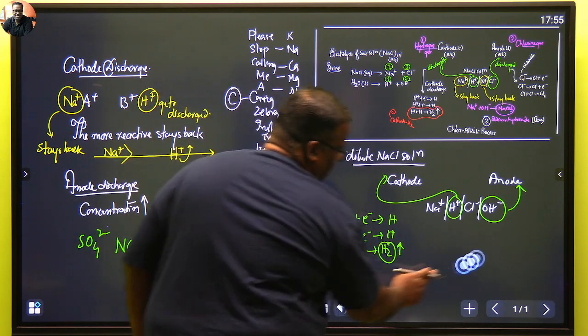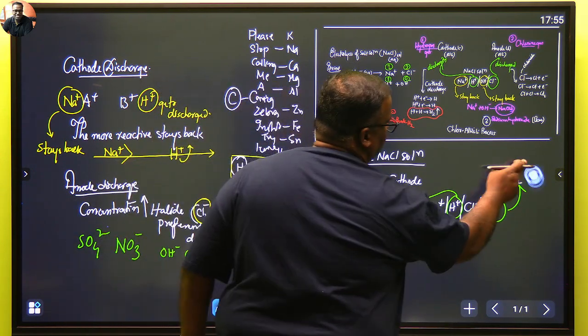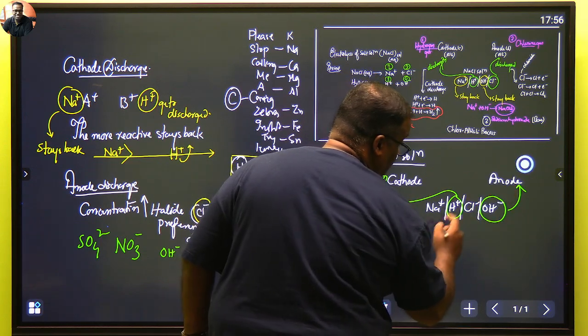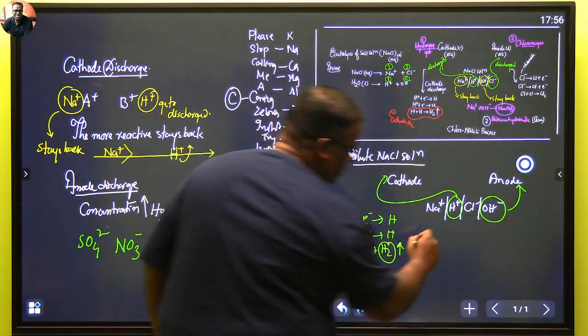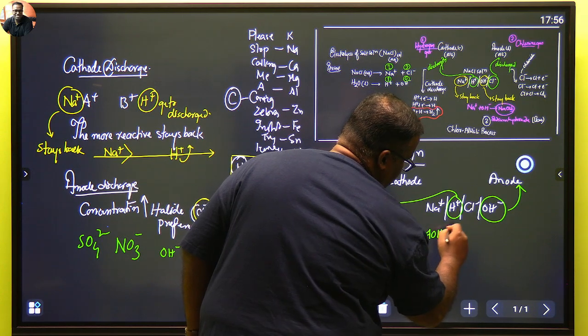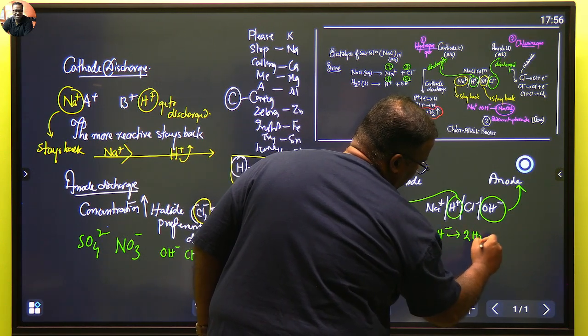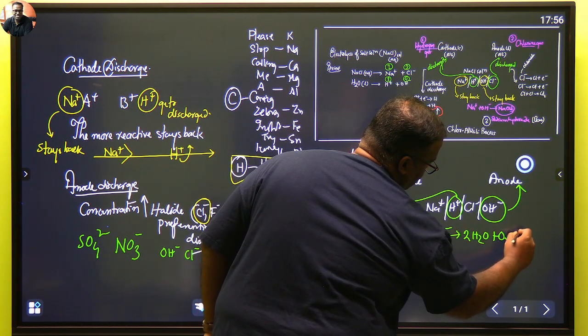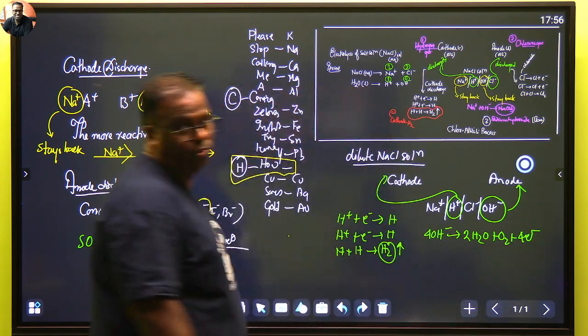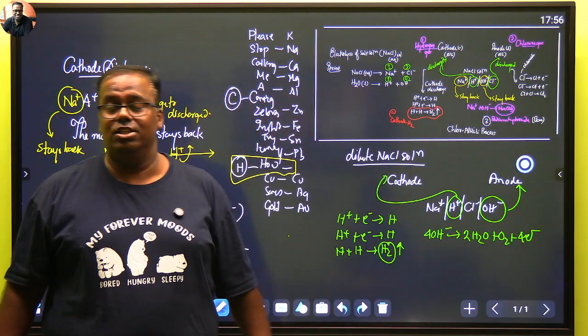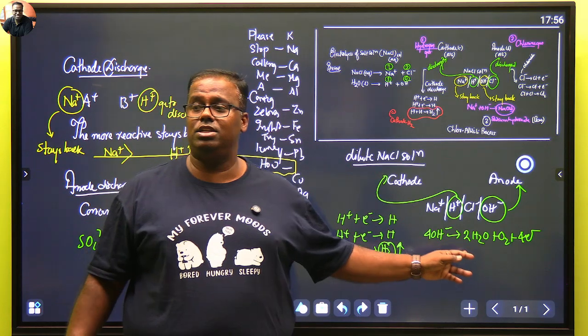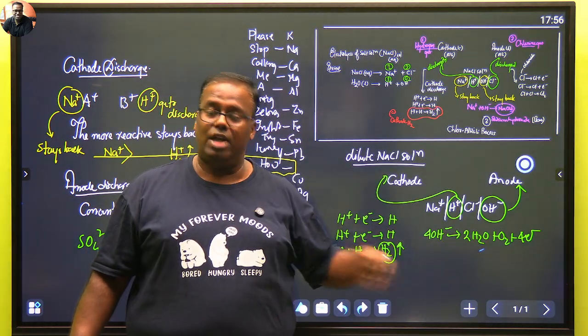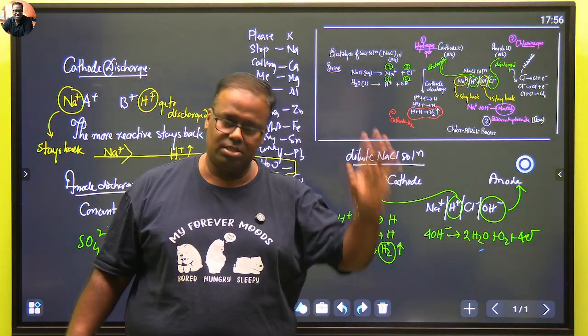What will be the reaction on this side? Again, 4-2-1-4 reaction. 4OH minus will convert to 2H2O plus O2 plus 4 electrons. 4-2-1-4. इसको आप भूल ही नहीं सकते. जहां जहां hydroxide will get discharged, the reaction is 4-2-1-4. Write it 3-4 times, gets registered.